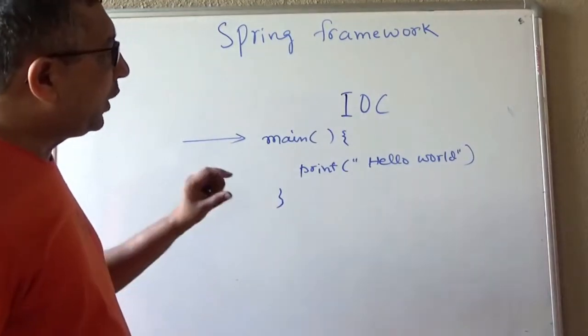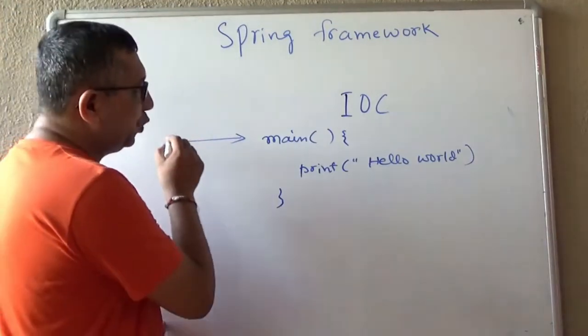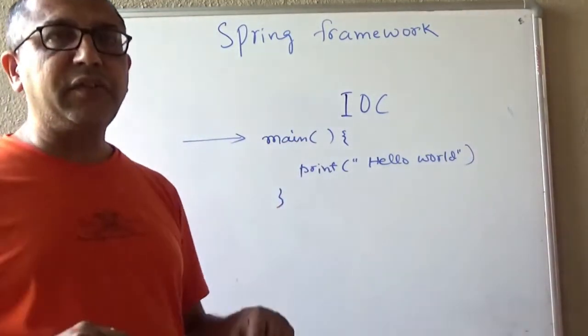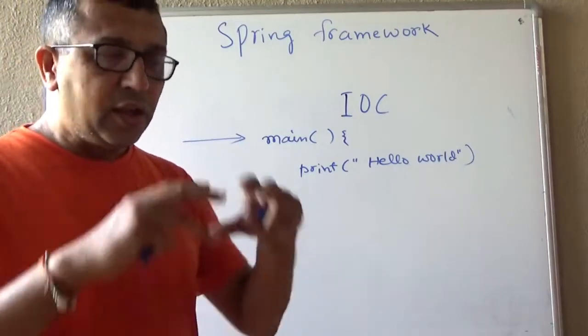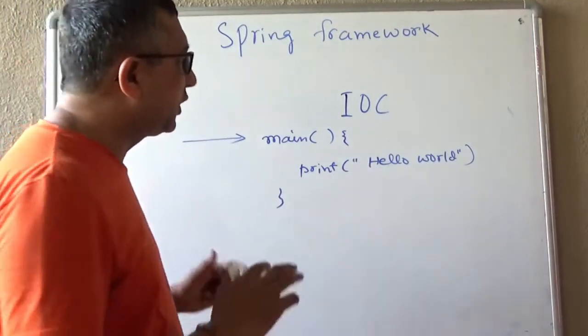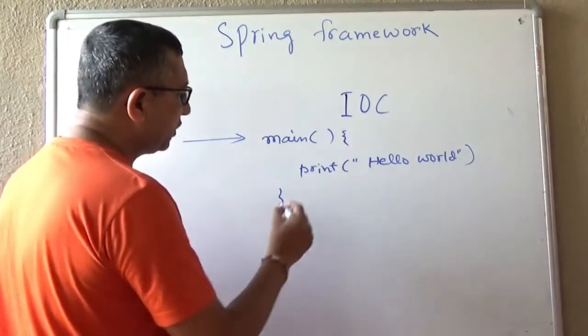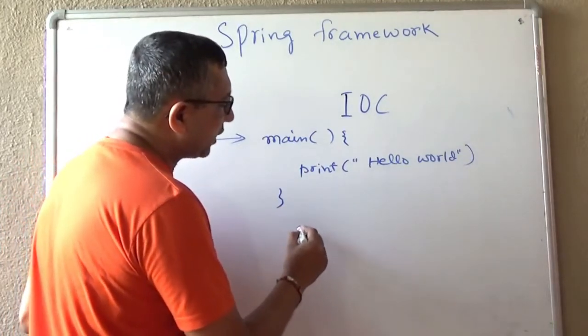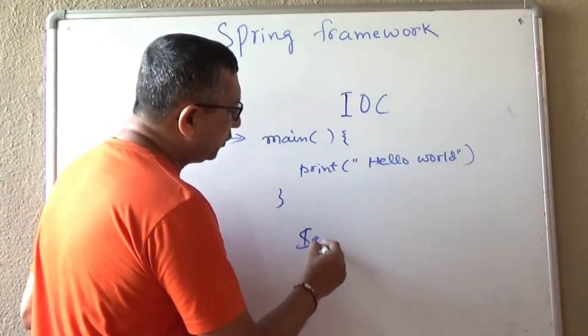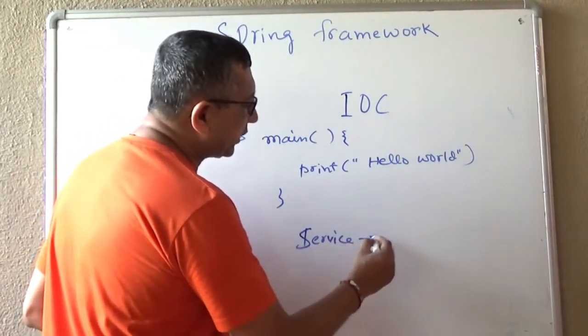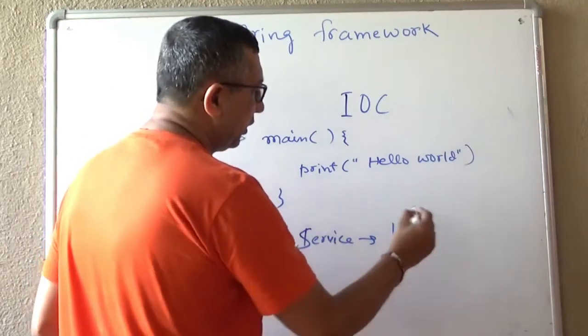Okay, what Spring says is that you don't control the program, it's the other way around. The program will build the things for you and you just say, give me the service which can do a print, and you get this service and ask it to print. Okay.